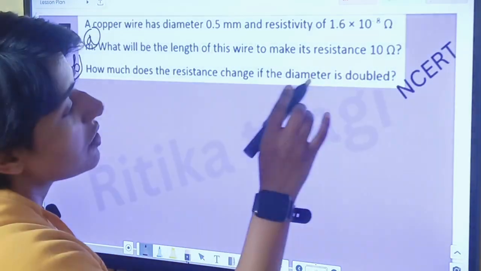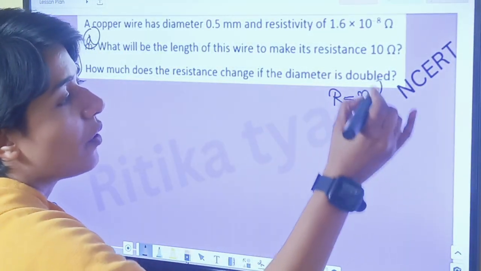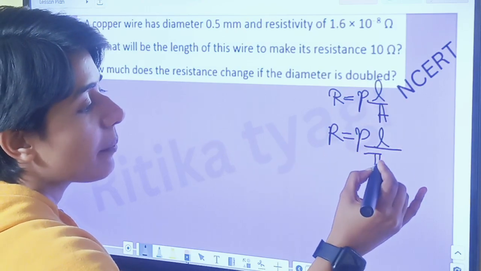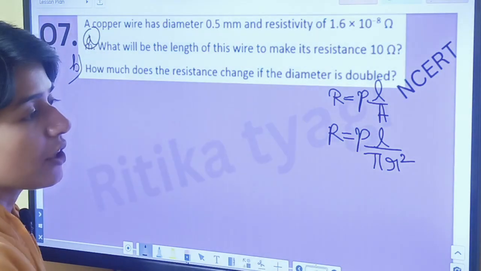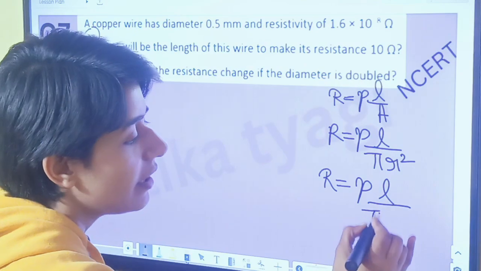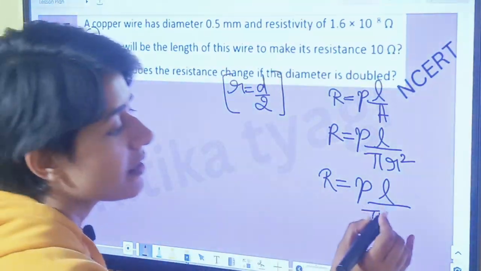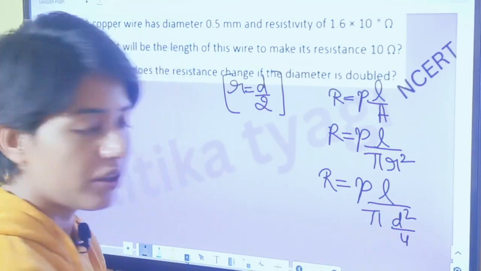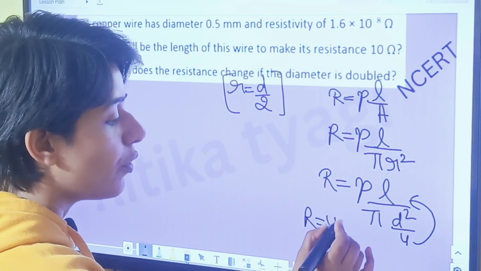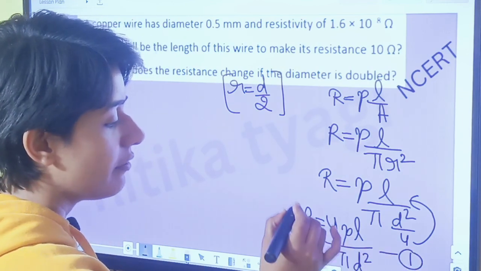How much does the resistance change if the diameter is doubled? As we know, R equals rho L by A, then R equals rho L by pi r square, that is the area of cross section of the wire. Now rho L by pi, with r equal to D by 2, that is D square by 4. It is now equal to 4 rho L by pi D square, equation first.